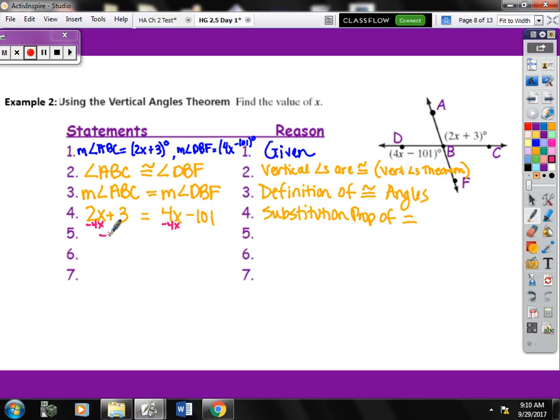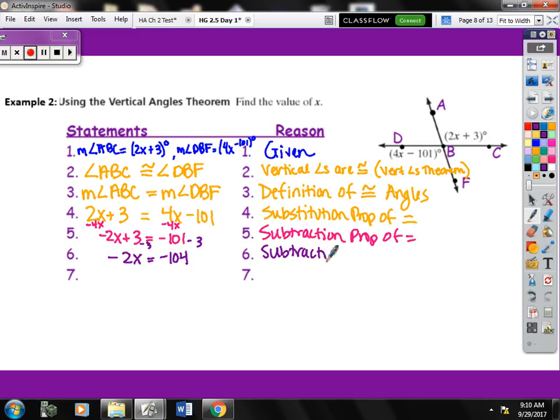So we would get negative 2x plus 3 equals negative 101. Which is our subtraction property. Then we would subtract 3 on both sides. We subtracted, that's a subtraction property. You can have the same reason written twice. And then lastly, we would divide by negative 2. We'll get x equals 52.